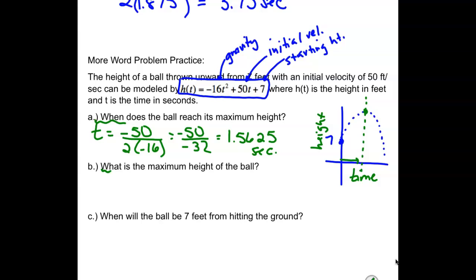Now it's asking what is the maximum height. Now they're looking for our height, or our y value. So we are going to plug in that 1.5625 into our equation for time.